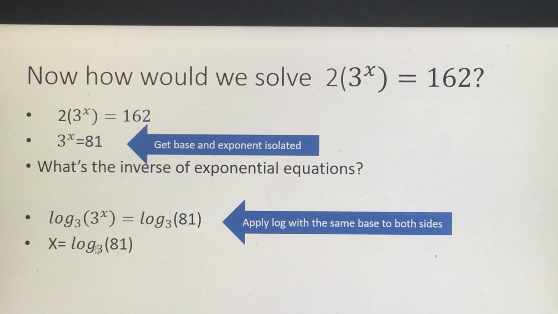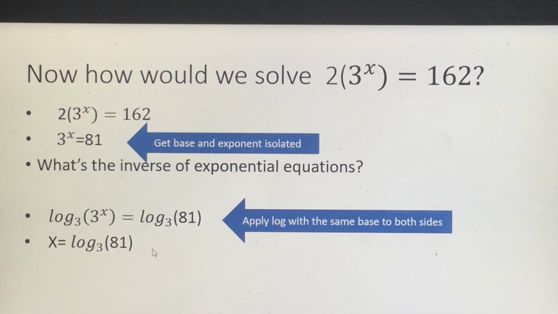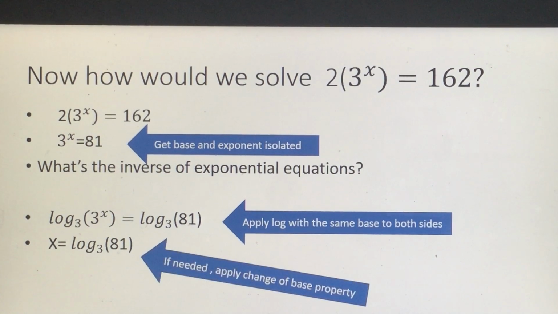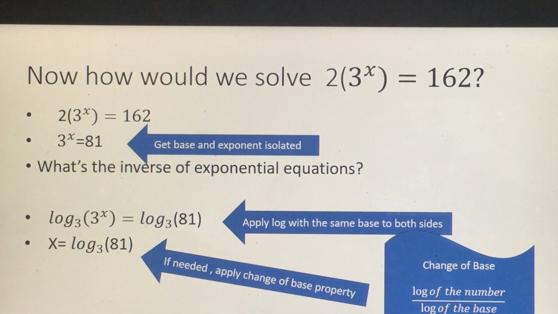On this side, we have log base 3 of 81. Now, let's pretend we don't know what that answer is. And we could use change of base. And the change of base is log of the number over log of the base. I barely got that in there. So we're going to do that, and so we end up with 4.